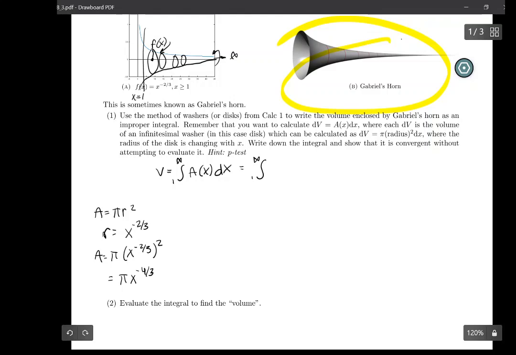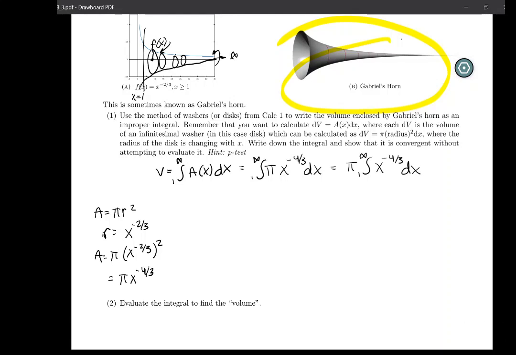We're going 1 to infinity of pi x to the negative 4/3 dx. I'm going to rewrite this just a little bit because I like to have the constants on the outside. It doesn't change the answer at all. It's just a habit that I'm in. I think it's worthwhile to do. It helps me keep track of my constants a little bit better. So that's the first part. We've written down the integral, and now we need to show that it's convergent without evaluating it, and it says we should use the p-test.